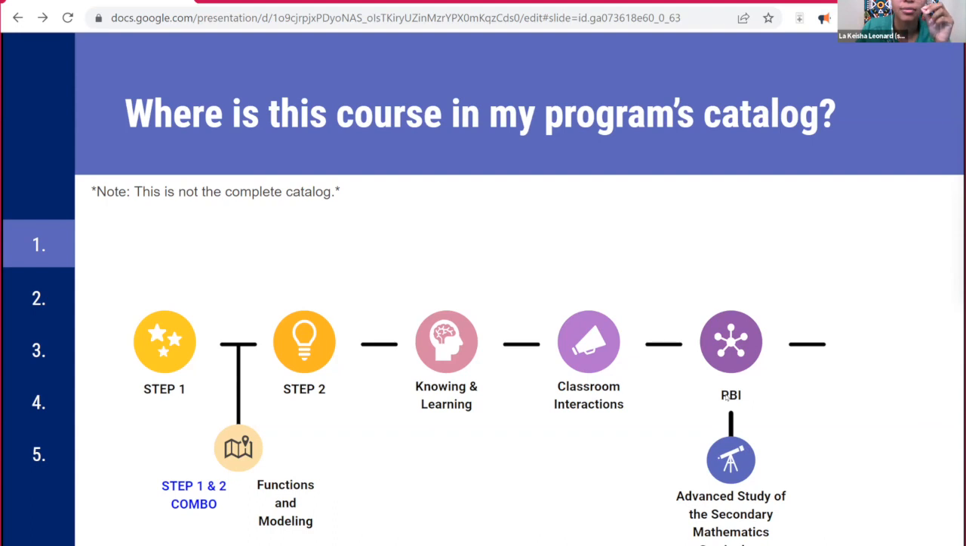PBI, they can also take advanced study of secondary mathematics curriculum course. Okay, so that's what we have so far. And then of course, apprentice teaching comes right after PBI.